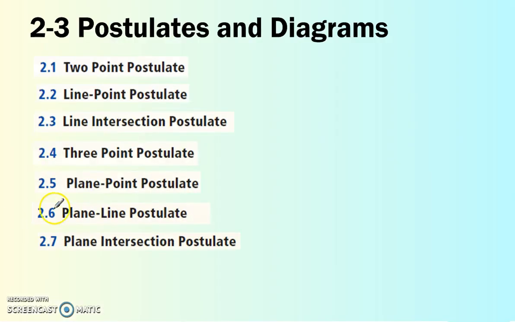Alright, there we go. And that, ladies and gentlemen, was 2-3, Postulates and Diagrams. We did 2-1 through 2-7: the 2-point postulate, line-point, line intersection, 3-point, plane-point, plane-line, and plane intersection postulate. Check. Well done. And I'll see you guys in the next lesson.